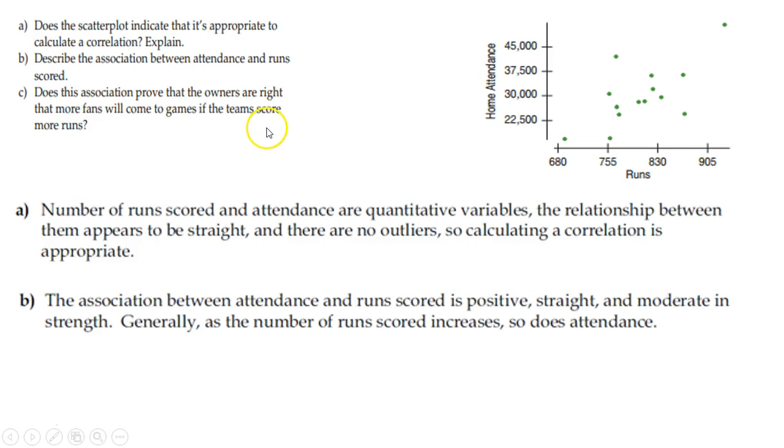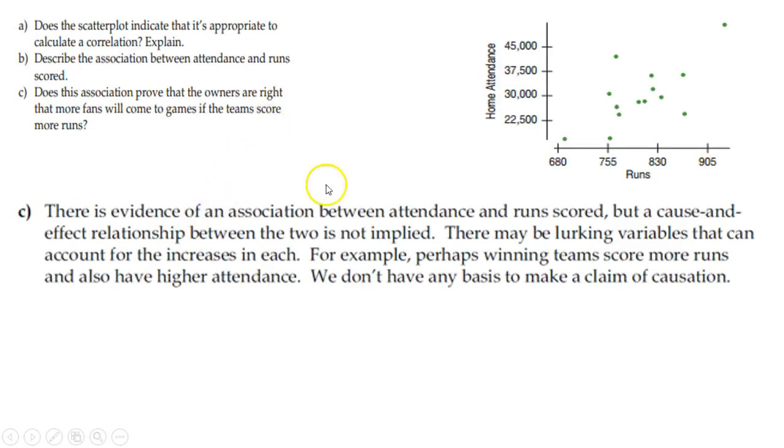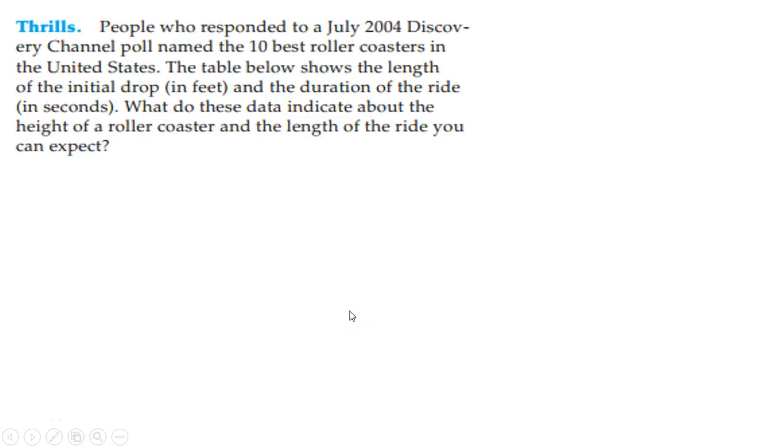Does this association prove the owners are right? There is evidence that there's an association between attendance and runs scored, but a cause and effect relationship between the two is not implied. There may be lurking variables that could account for an increase. Maybe there's a special day at the park that drew more attendance in. Maybe a specific team was playing somebody. Maybe they ended up having a high hit game or a lot of runs, and you don't know. There could be lurking variables. So, for example, perhaps winning teams score more runs and also have higher attendance, just because of that. They happen to be the same thing. We don't have any basis to make a claim of what might cause one or the other yet.